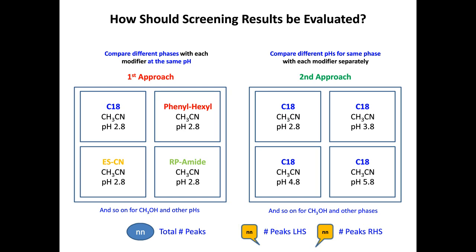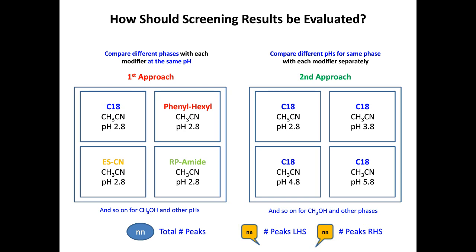The other approach is to take and put together the various phases at the different pHs and then compare them that way. So the subsequent slides, and I'm not going to show you all of these because there's a number of combinations here, but on the succeeding slides we have the total number of peaks in a little blue oval like this, and then we have the number of peaks on the nominally left-hand side of the chromatogram, and also on the right-hand side pointing in this direction.